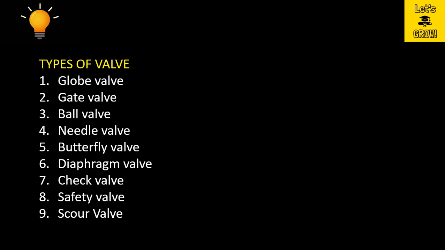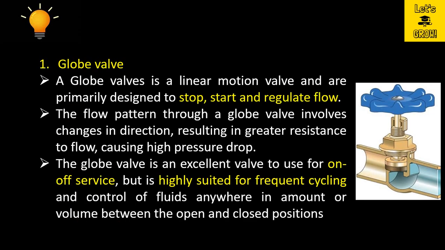Now there are various types of valves, out of which in this video we are going to discuss these 9 types, correct? Which include the globe valve, gate valve, ball valve, needle valve, butterfly valve, diaphragm valve, check valve, safety valve and scour valve, correct? So initially we will discuss the globe valve, correct?